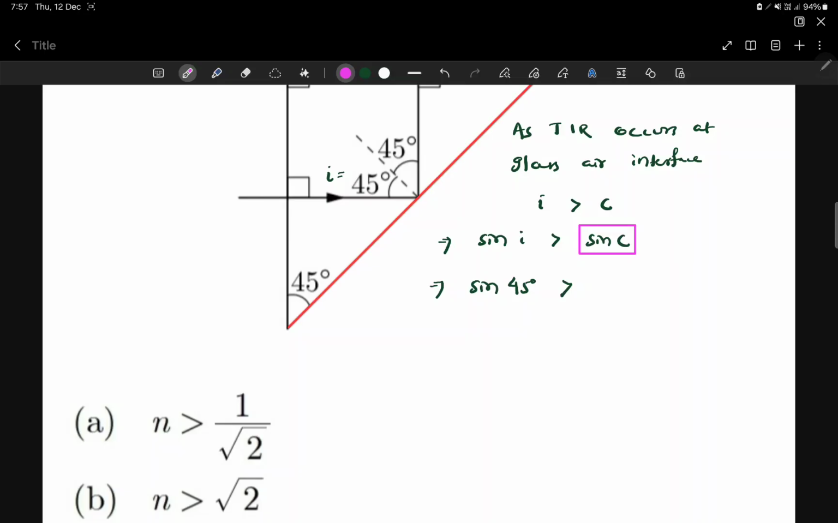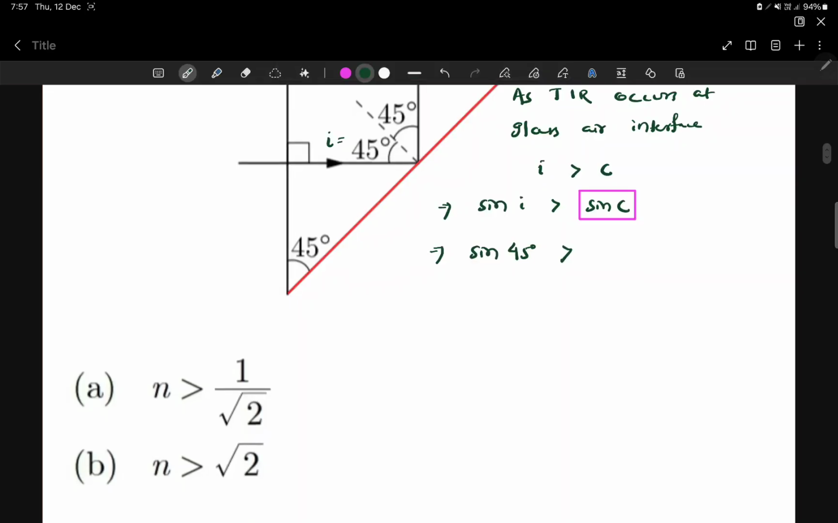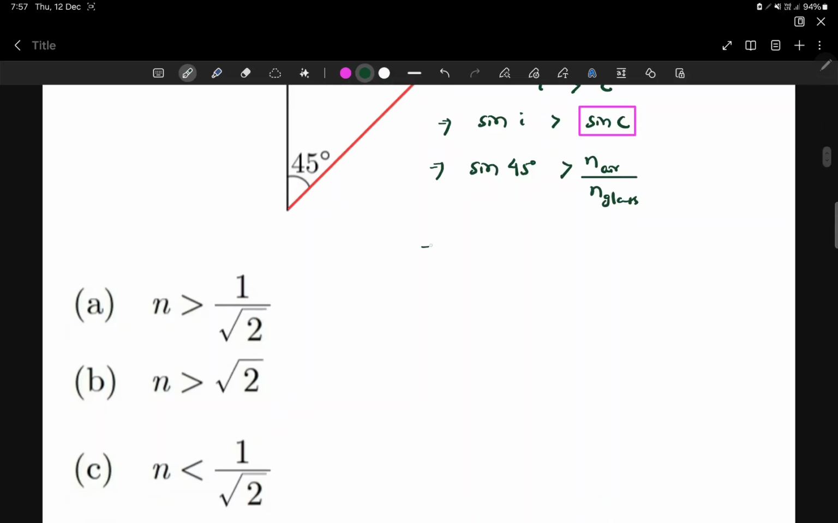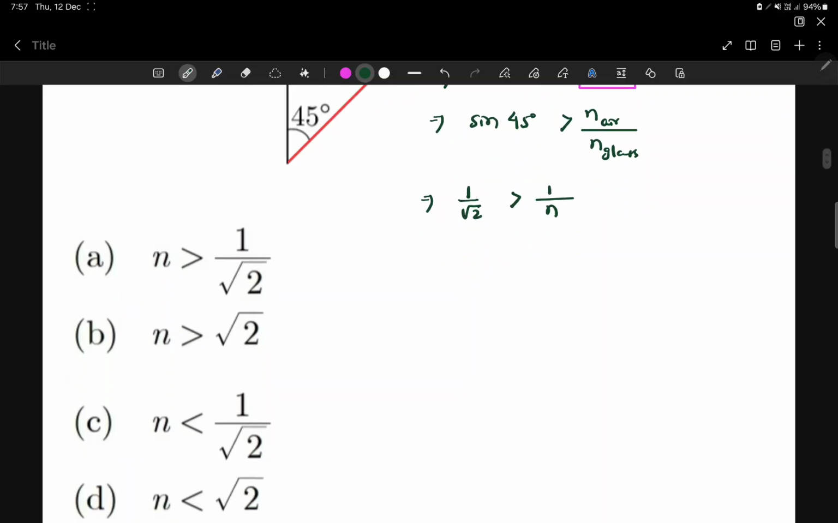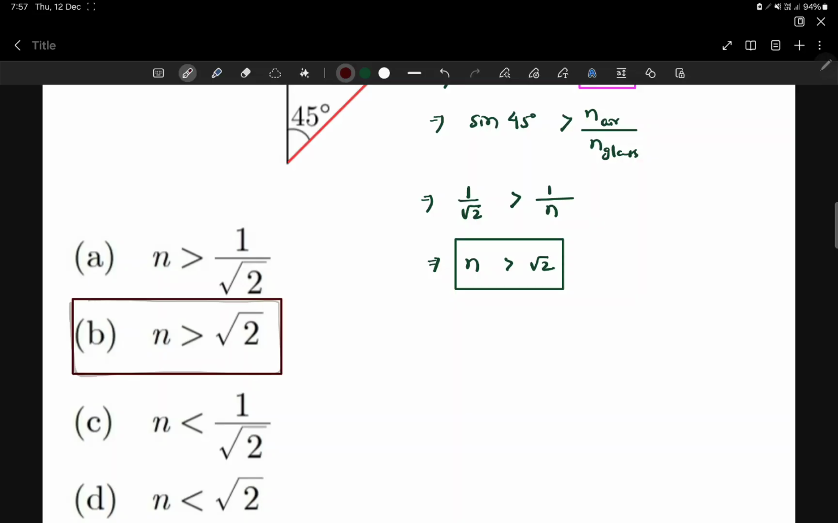Refractive index of rarer divided by refractive index of denser. The rarer medium is our air. So refractive index of air divided by refractive index of glass. So sin 45 is 1 by root 2, which is greater than the air refractive index, 1, divided by the refractive index of glass, which as per the question is n. Upon cross multiplication we can write n is greater than root 2. So our answer is B, the correct answer.